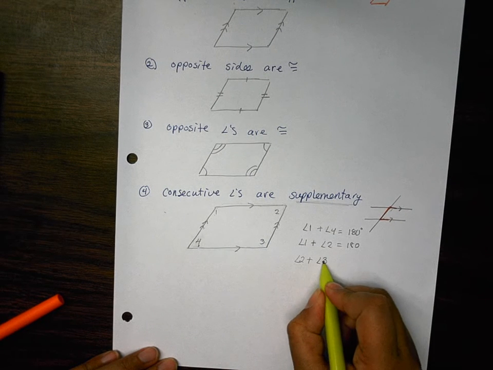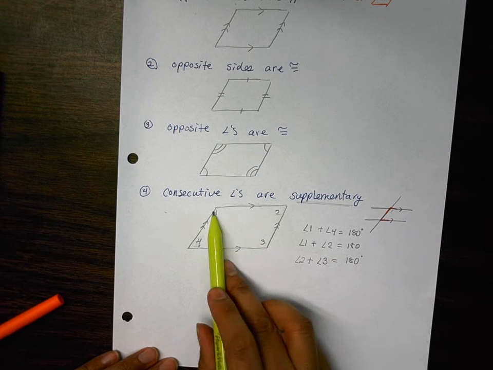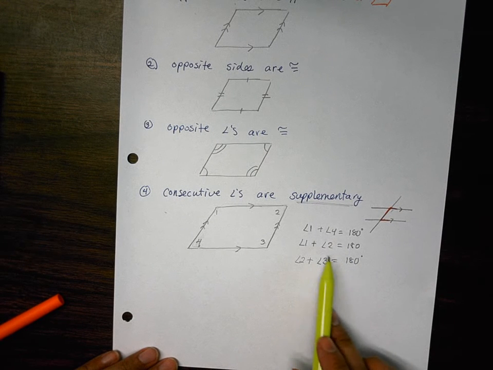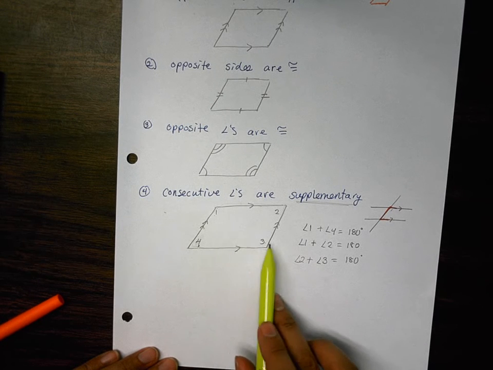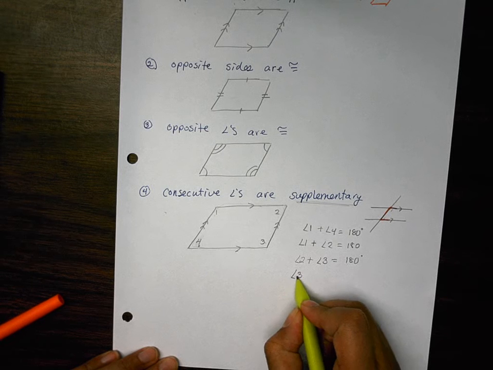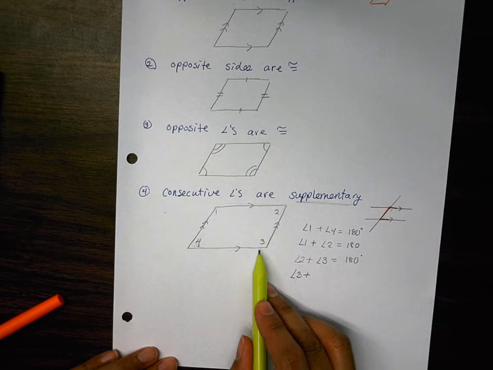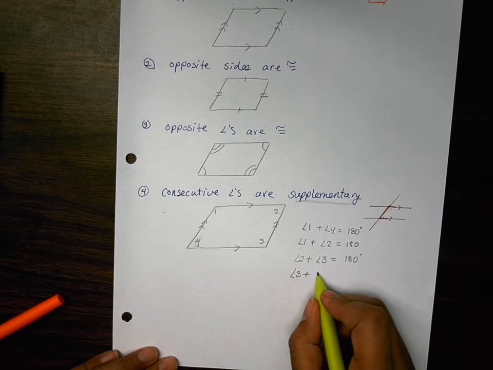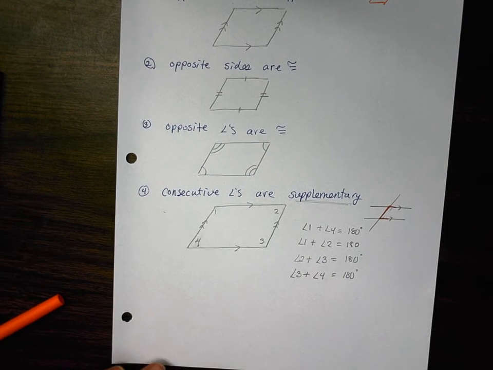Okay, what about 2? Angle 2 plus, I already did 2 plus 1, so 2 plus 3 equals 180. 2 and 1, 2 and 3. There's a 2 and 1, there's a 2 and 3. What about 3? Is it 3 with 1? Am I matching it up the right way? No. Angle 3 and angle 2, which I've already done, and 3 and angle what? 4.